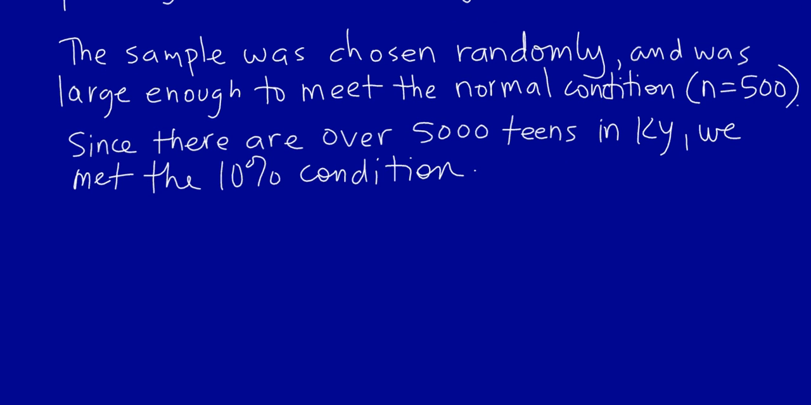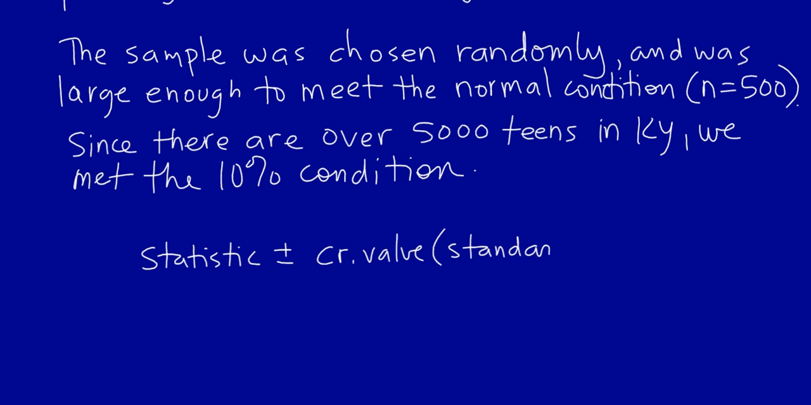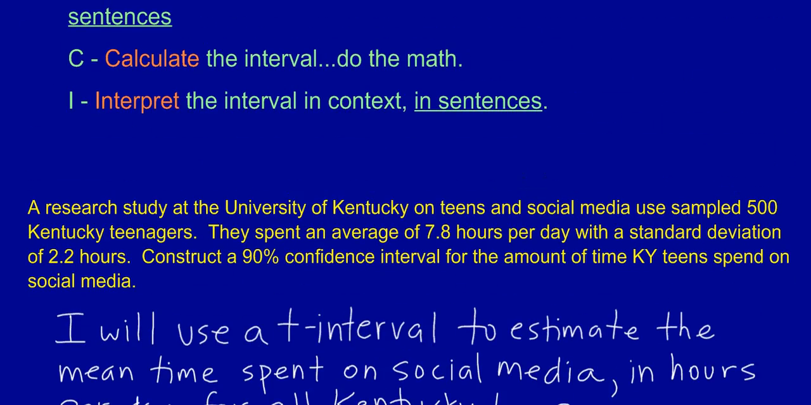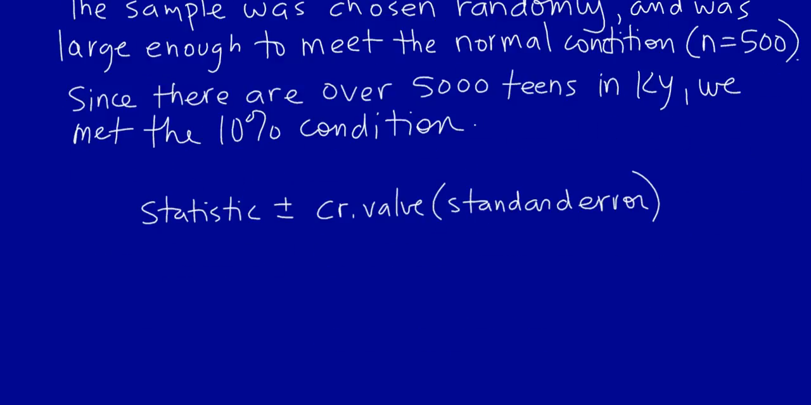A confidence interval is the statistic plus or minus the critical value times the standard error. So we're just going to fill in our numbers. Our statistic, our average, it's going to be the center of this little window we're creating, is 7.8 plus or minus critical value. All right, so we had a sample size of 500.